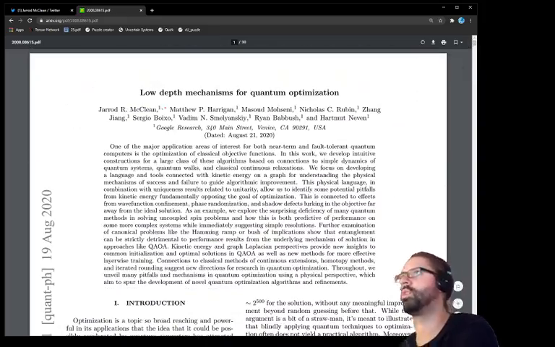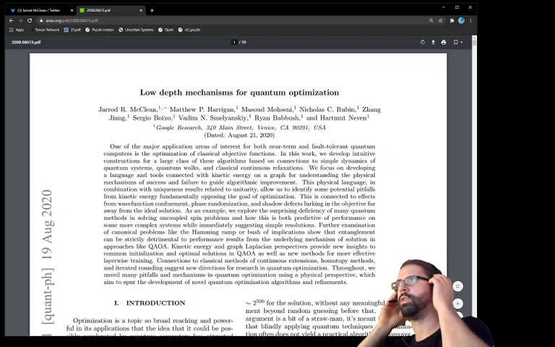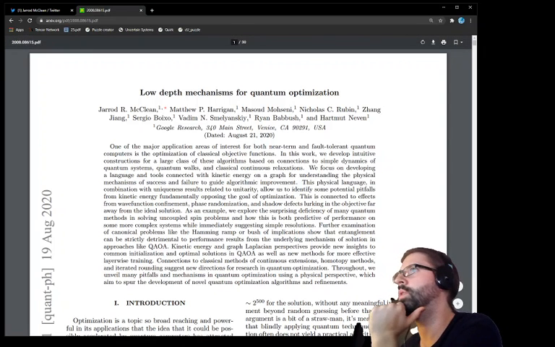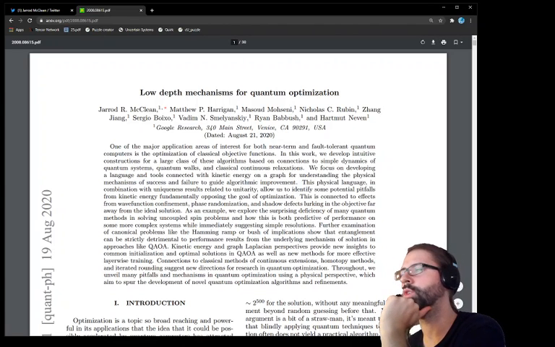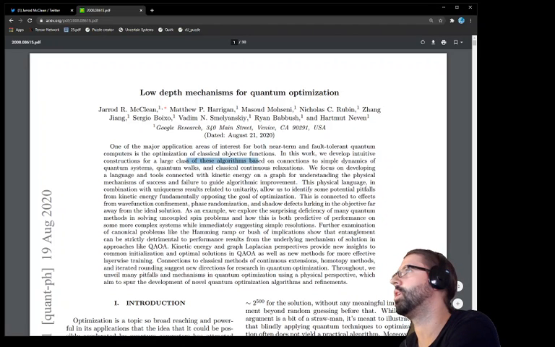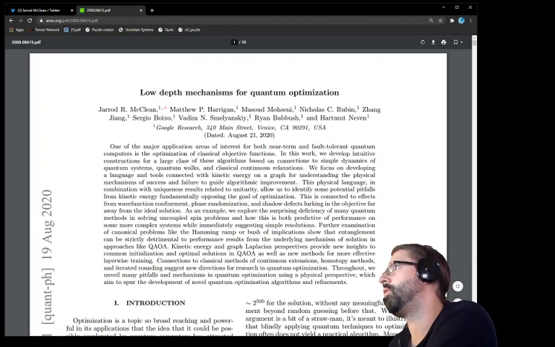Let's go through the abstract. One of the major application areas of interest for both near-term and fault-tolerant quantum computers is the optimization of classical objective functions. We start on the right foot. In this work, we develop intuitive constructions for a large class of these algorithms, based on connections to simple dynamics of quantum systems, quantum walks, and classical continuous relaxations. We focus on developing a language and tools connected with kinetic energy on a graph for understanding the physical mechanisms of success and failure to guide algorithmic improvement.